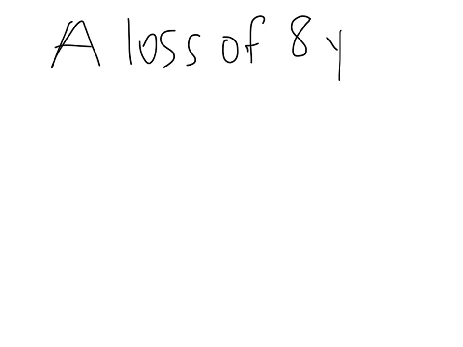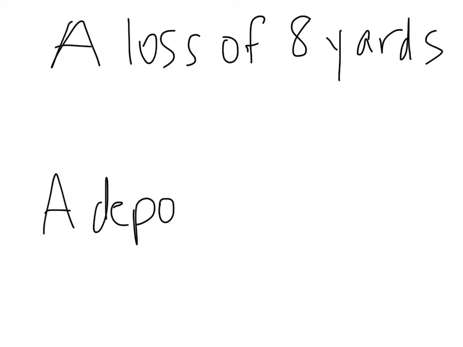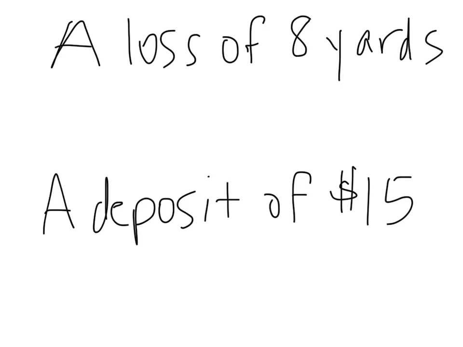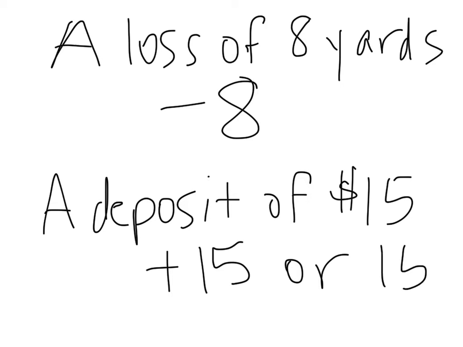A couple more examples would be a loss of 8 yards and a deposit of $15. I know we've got some football players and, of course, some spectators in the class, some cheerleaders. So if you're playing football and you have a loss of 8 yards, that would be a -8. And I don't know if any of you guys have checking accounts yet, but when you do, when you make a deposit, that is a positive number. So that is plus 15, or you can just write 15.